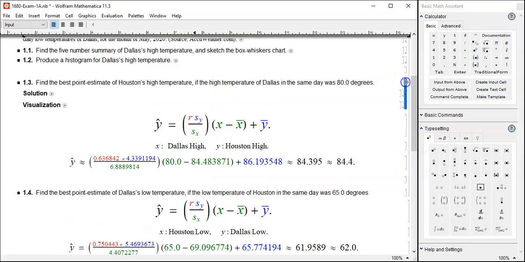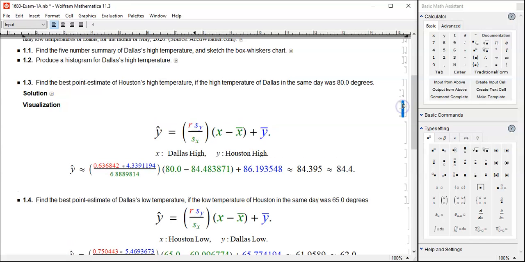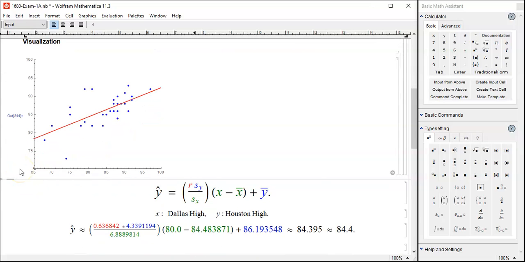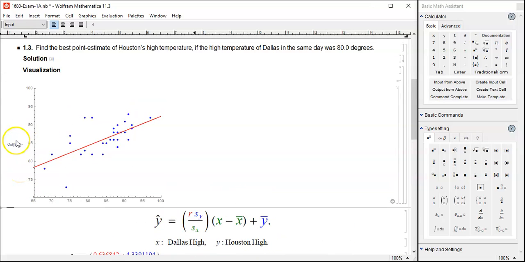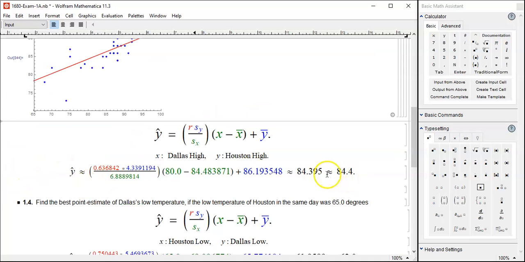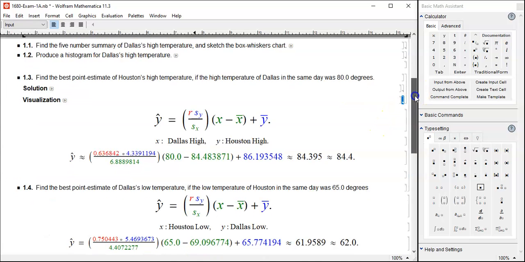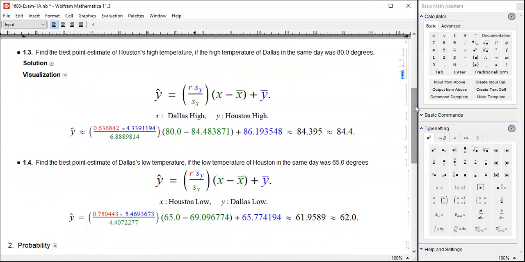By the way, let me show you a picture. And that was the regression line for Dallas High and Houston High. And yeah, okay. I don't know how helpful this visualization is. Anyway, here we go.